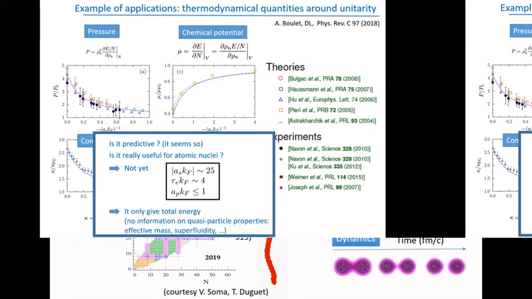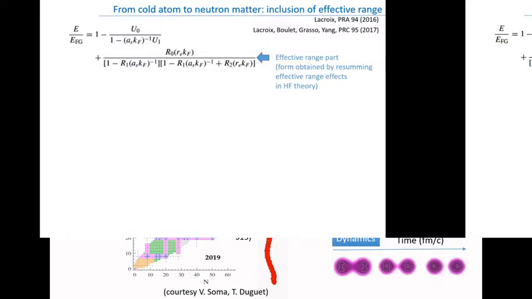So we started to think about this. Also, we even put in no information about effective mass, superfluidity, and things like this. Why do we know this is a superfluid system? It's really a DFT just on the density, not on the anomalous density. So the first thing to solve is that we should introduce the effective range.